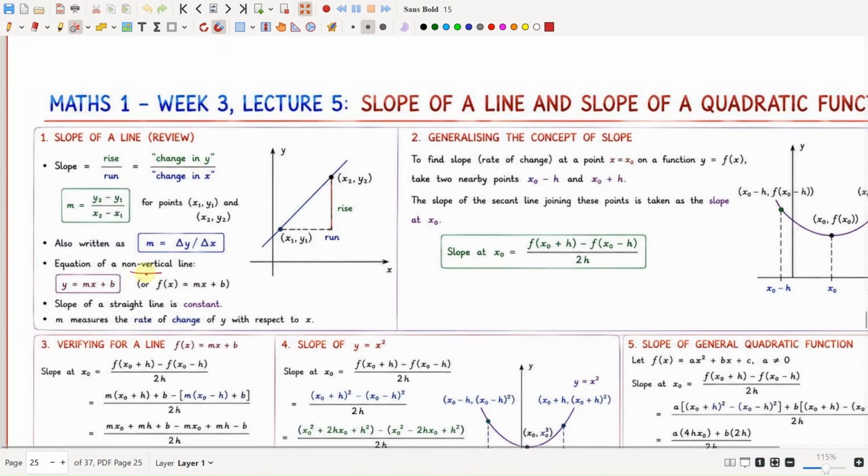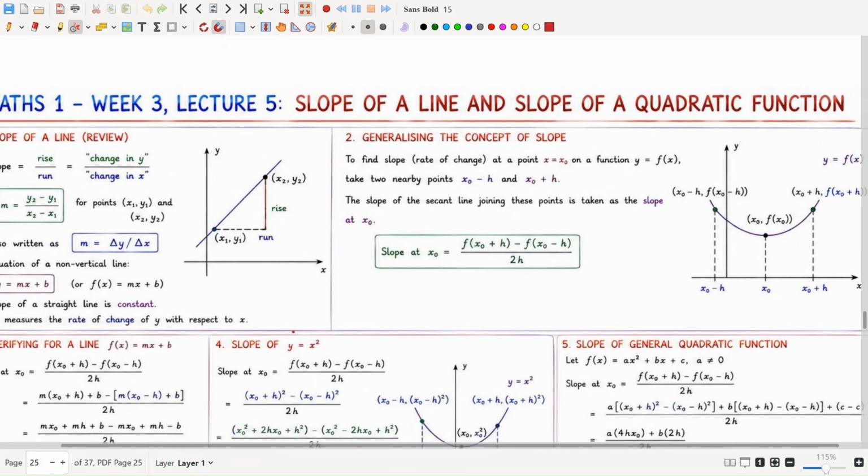For a non-vertical line, the equation will be y is equal to mx plus b, or f of x is equal to mx plus b. The slope of a straight line will always be a constant value, while for quadratic functions, the value of the slope will change with x. m measures the rate of change of y with respect to x.